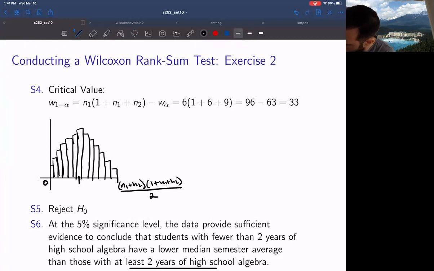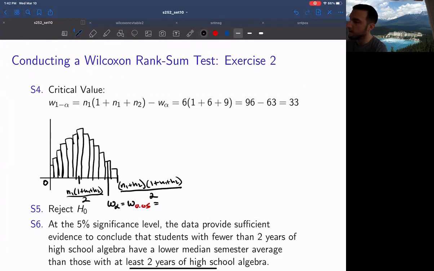Okay, so right here in the middle, we're going to have n1 times (1 plus n1 plus n2) over 2. All right, now let's say right here, draw this line straight down. So this is going to be W alpha over W alpha. So that's going to be W 0.05.